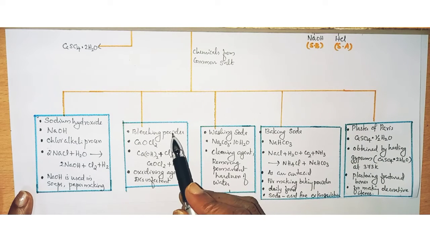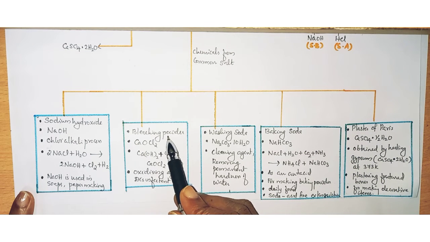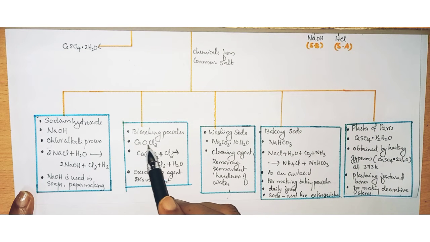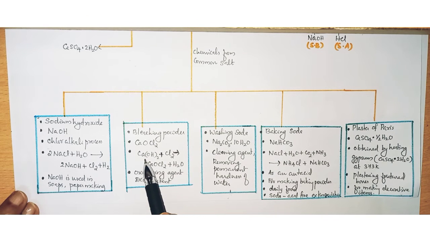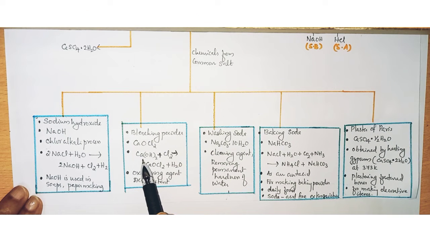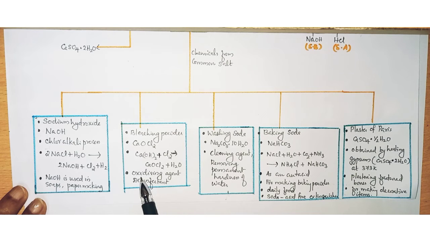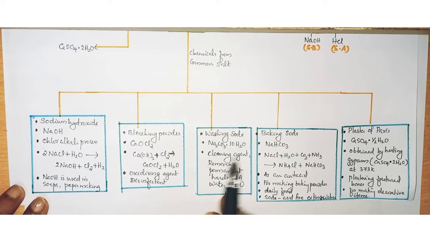Then another important chemical is bleaching powder. This is calcium oxychloride, CaOCl2. The preparation is Ca(OH)2, that is slaked lime, with chlorine produces bleaching powder, that is CaOCl2. Then it is used as an oxidizing agent and disinfectant.